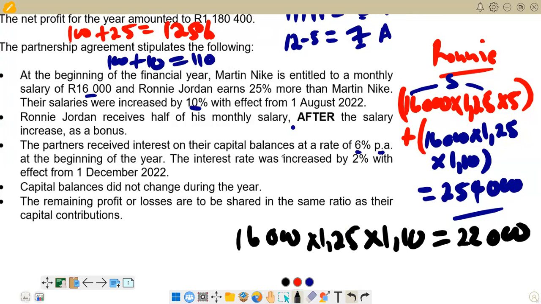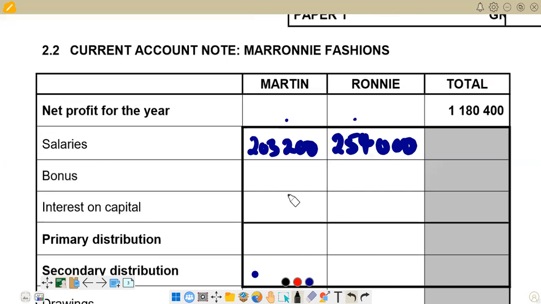And then it's being said this amount, half of it is the bonus. So after the salary increase as a bonus, Ronnie Jordan receives half. That's where the explanation is: half of his monthly salary after the salary increase, which is this one. So we can divide this by 2 and you get the half, and you get 11,000. So the bonus is only for Ronnie. So we're going to put 11,000 for Ronnie there as a bonus. It means the other partner does not have a bonus. So here there's nothing, but for Ronnie we have got 11,000. So that's what we have there.